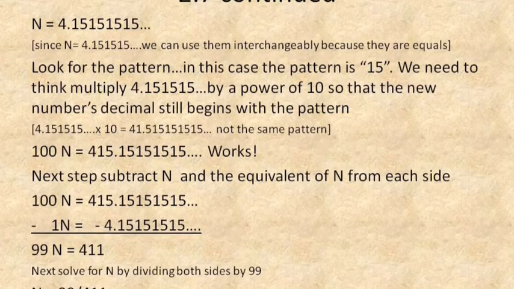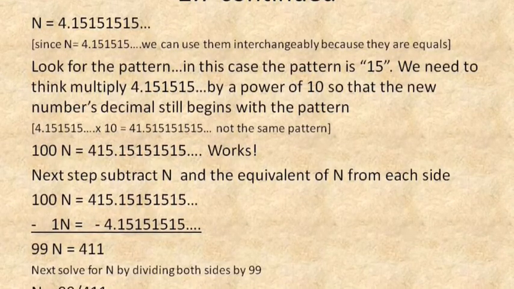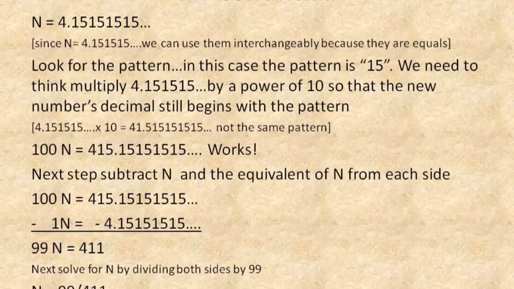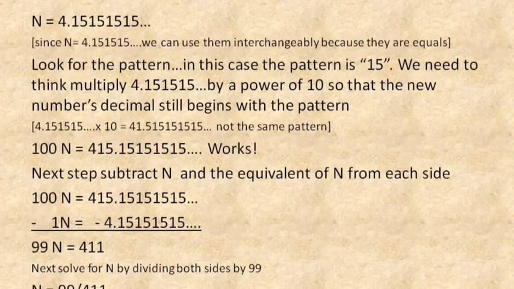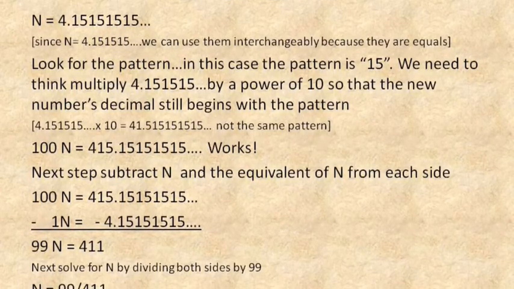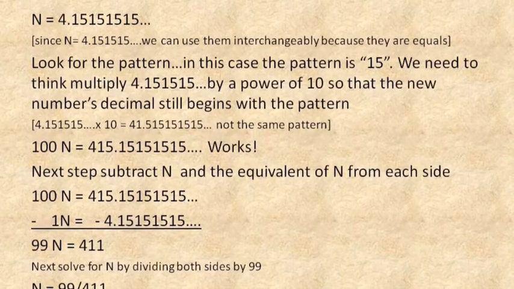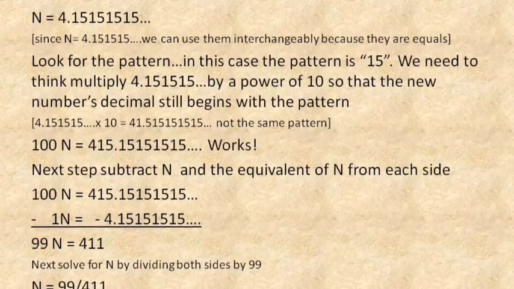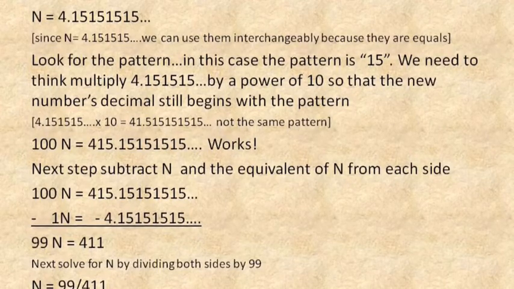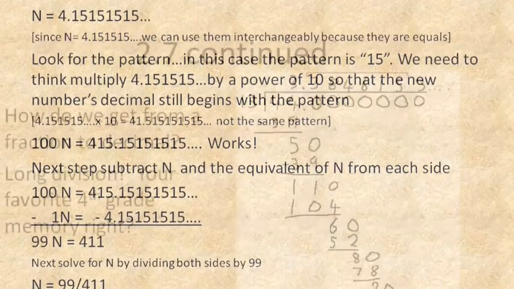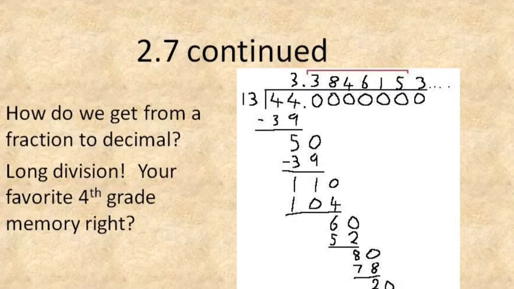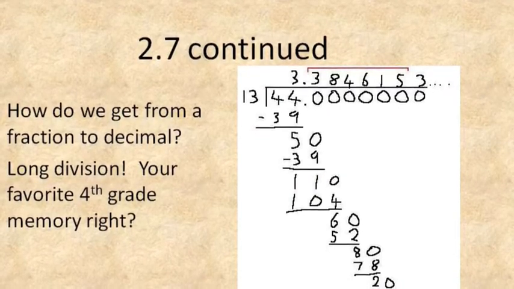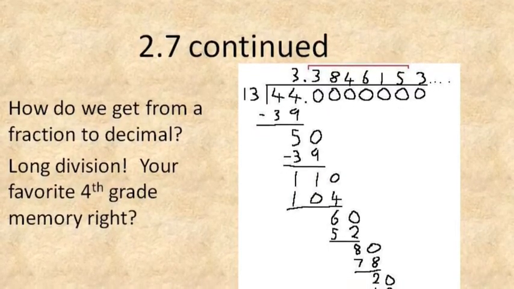To solve for n, we divide each side by 99. So we have 1n on the left-hand side, and we have an error in the movie, so please note that on the right-hand side, that should be 411 divided by 99. 411 over 99.